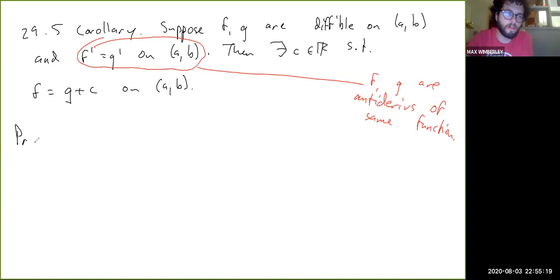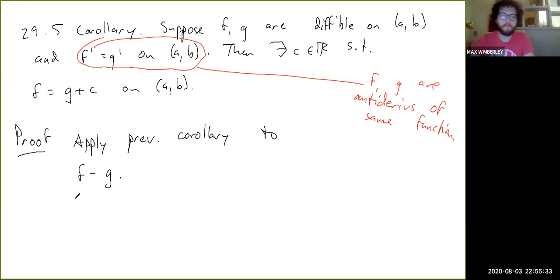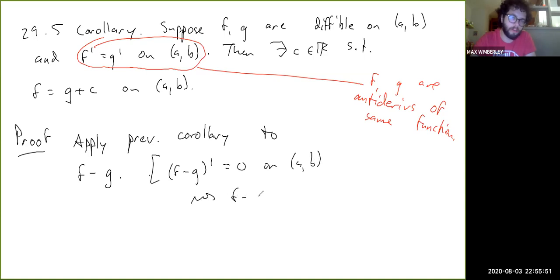So the proof is very, very simple. Apply the previous corollary to f minus g. Because if f prime equals g prime on (a, b), then the derivative of f minus g is 0 on (a, b), right? So (f minus g) prime is 0 on (a, b). So f minus g equals some constant. Right. So yeah, there you go.